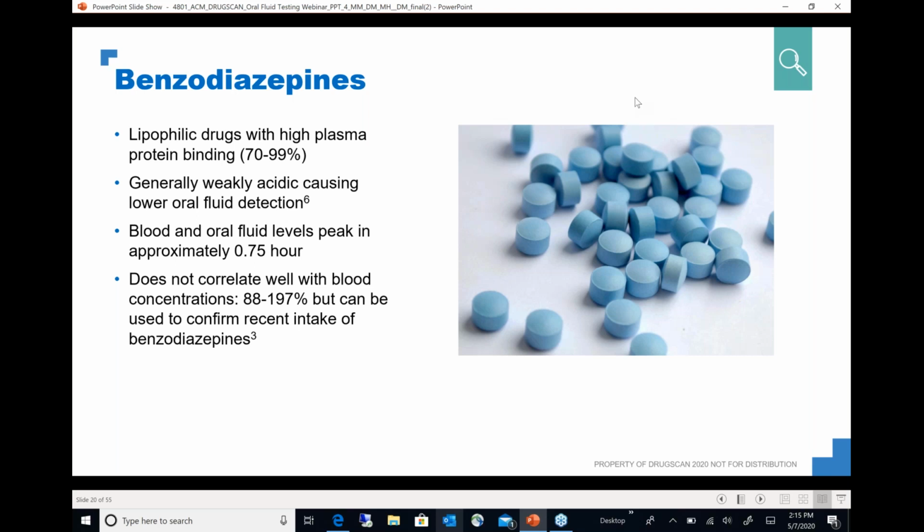Blood and oral fluid levels peak at approximately three quarters of an hour, and it does not correlate well with blood concentrations. For those that we can find in the oral fluid, typically you'll see approximately 88 to 197% correlation with blood, and they differ amongst the different benzodiazepines.